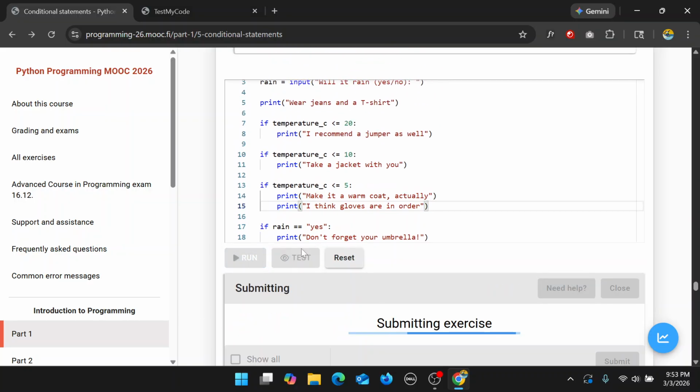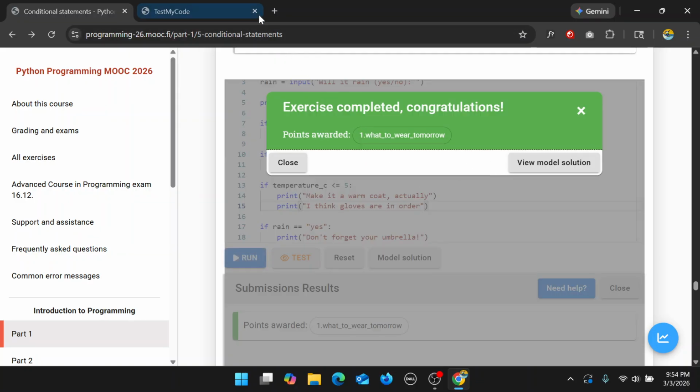Fingers crossed. Let's test this. And yes, we do pass. Awesome. So let's view the model solution.